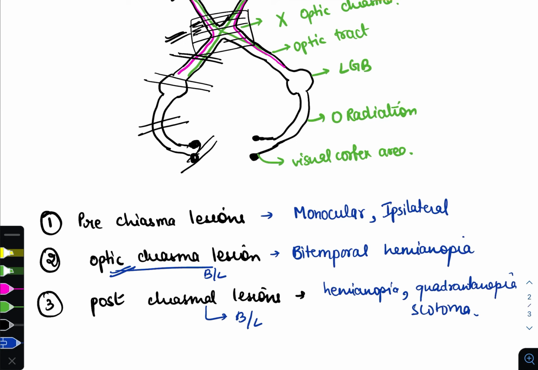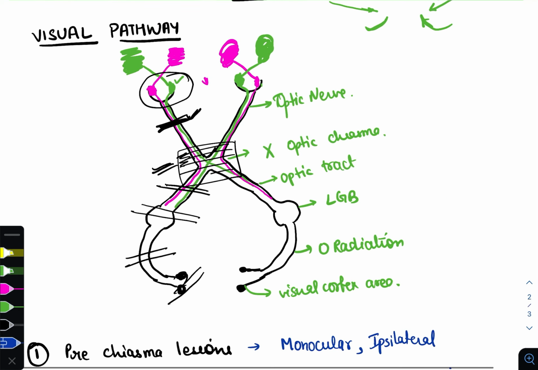In post chiasmal lesions, mostly they are homonymous. Homonymous means if we put one eye on the other eye, the defects will lie on top of each other. So let's revise and go through them in detail, one by one.